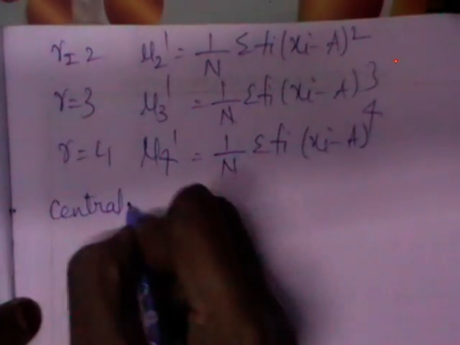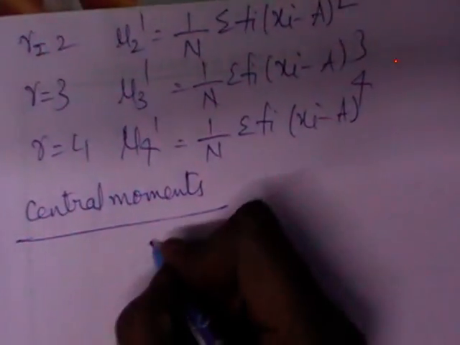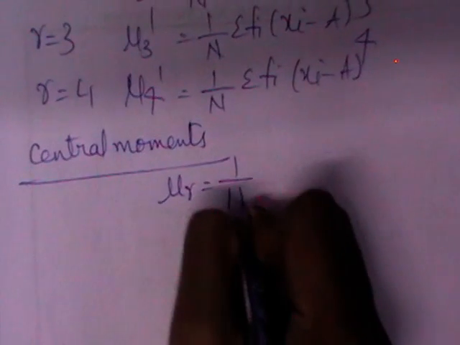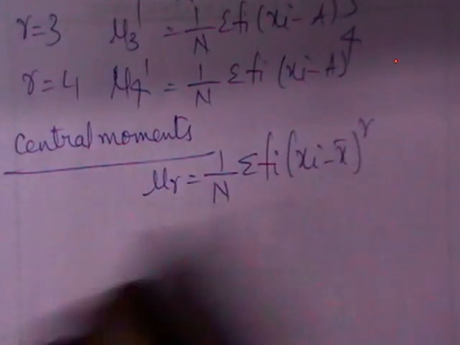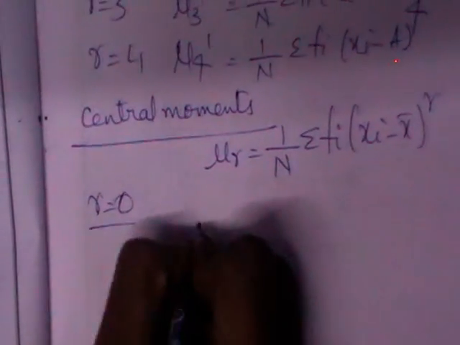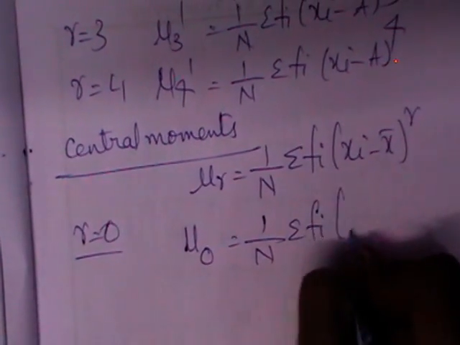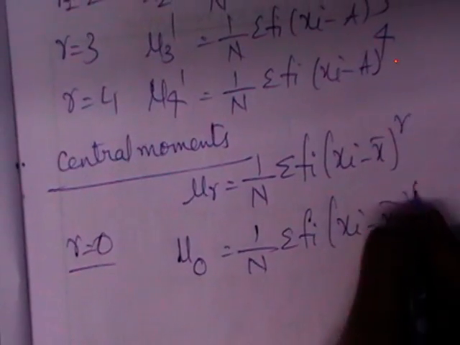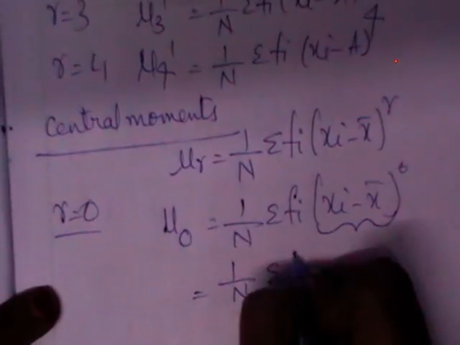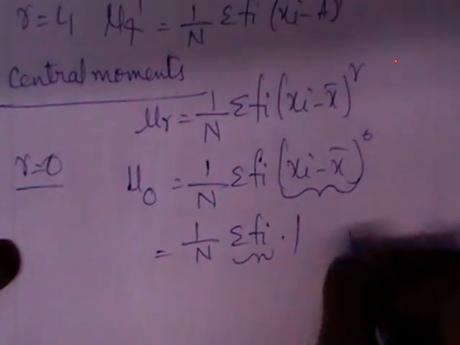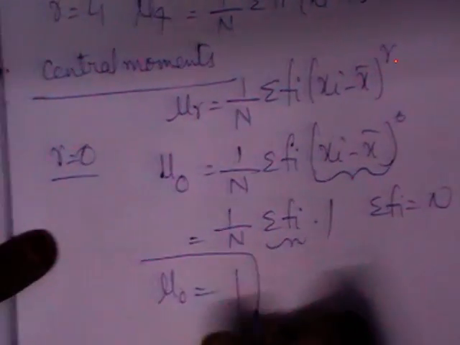Now let us go to central moments. That means we are going to find out the first four central moments. What is the formula for mu r, the central moment? 1 by n sigma fi into xi minus x bar whole power r. If you put r is equal to 0, how much will you get? Mu 0 is equal to 1 by n sigma fi into xi minus x bar whole power 0. Anything to the power 0 is 1. So you will get 1 by n sigma fi into 1. What is sigma fi? Sigma fi is nothing but n. You will get 1 here. So mu 0 is always 1.